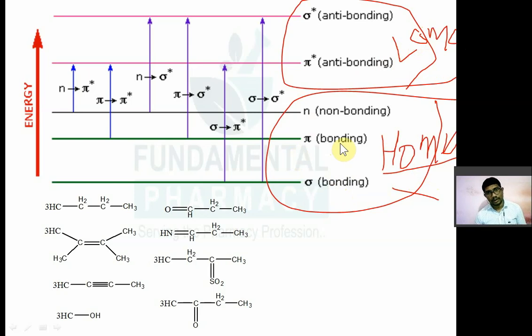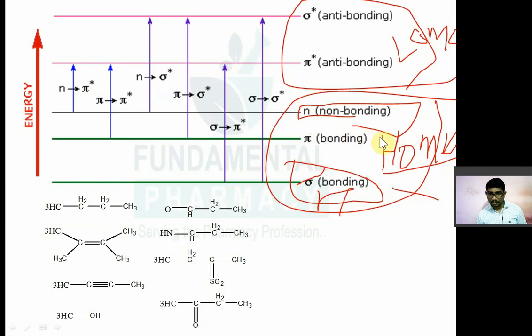Now there are different types of transition of the electrons. You might know the sigma type of bond is strongest. It is a strong bond, so the energy required to break or to excite the sigma electrons is higher. The lowest energy is required to excite the n electron, after that a little bit more energy is required to excite the pi electrons, and the highest energy is required to excite the sigma electrons.